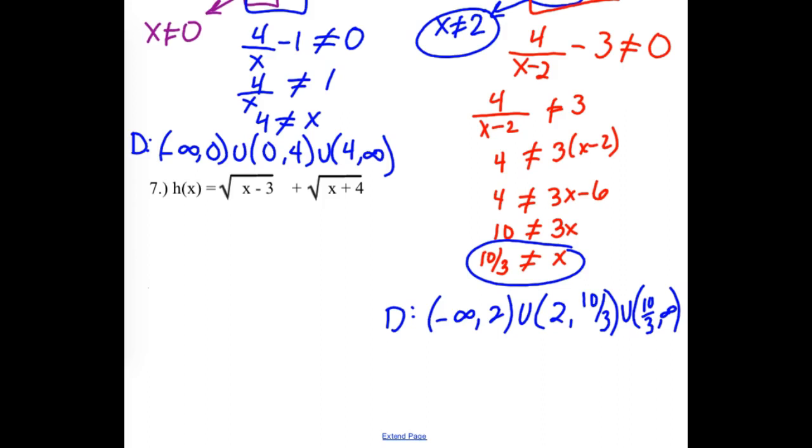All right. Question 7 here. We have 2 square roots. So when we look at this, we've got 2 places for restrictions. For this one, x minus 3 has to be what? What would I put in there? What can I not have under a square root? Can't be negative, so it has to be 0 or higher, yes? So x minus 3 has to be greater than or equal to 0.